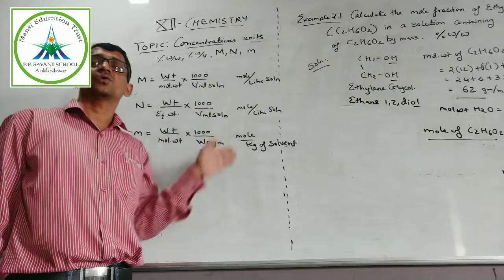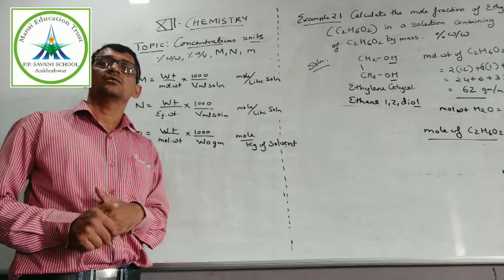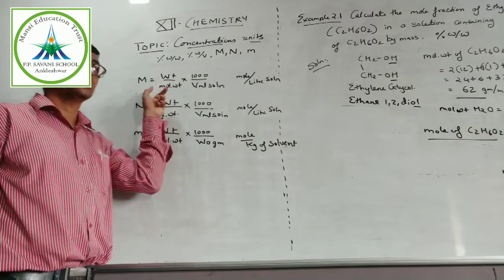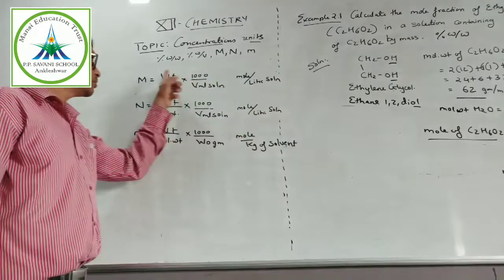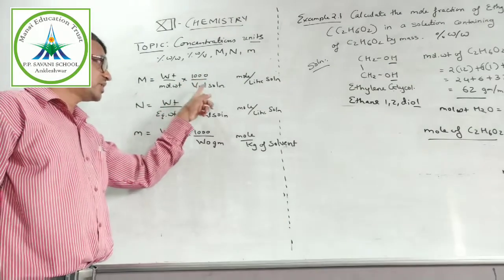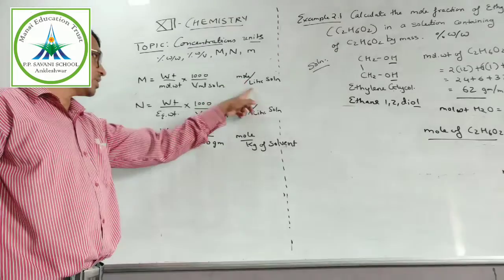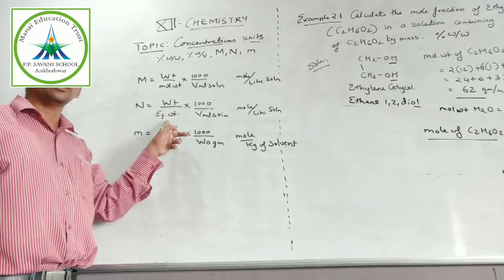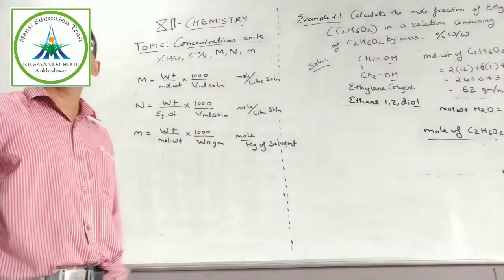Again I revise the difference between these three main units: molarity, normality and molality. Molarity is equal to moles per liter of solution. Mole means weight upon molecular weight, times 1000 upon V mL of solution. Okay, so that is mole per liter. Similarly, normality is equal to weight upon equivalent weight multiplied by 1000 upon V mL. That is also per liter of solution.